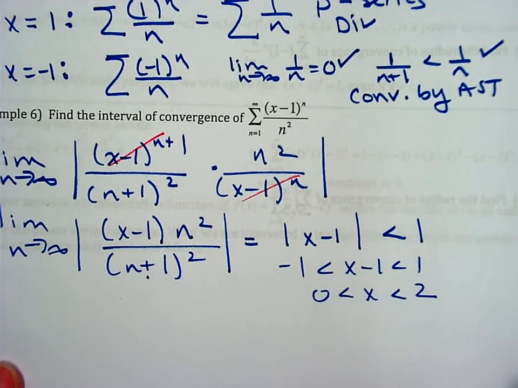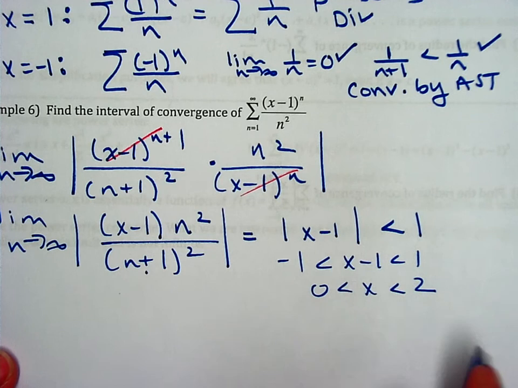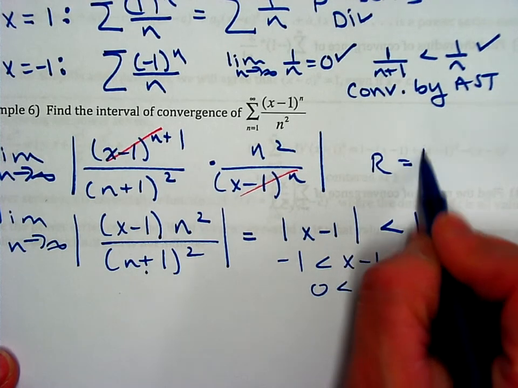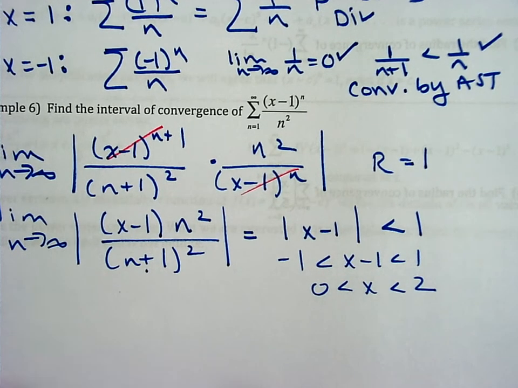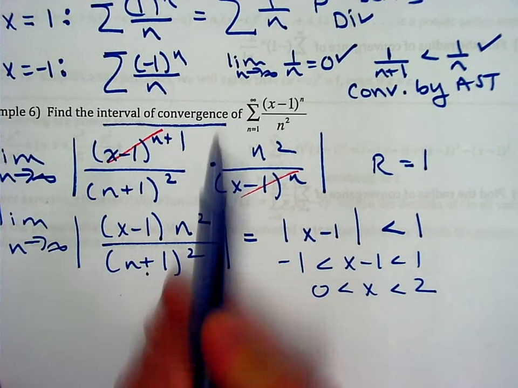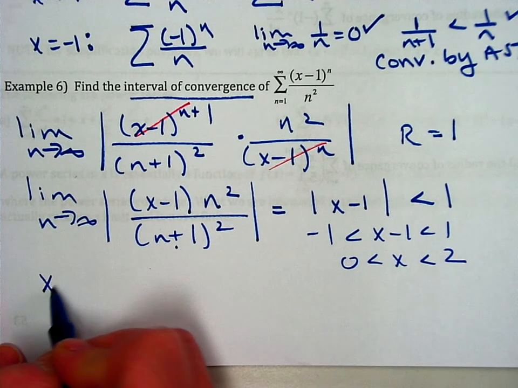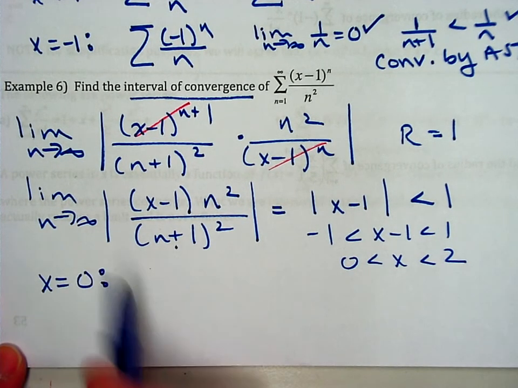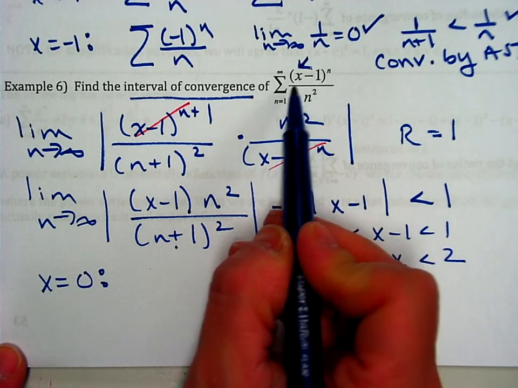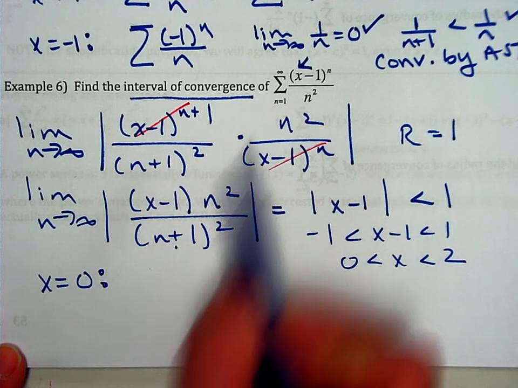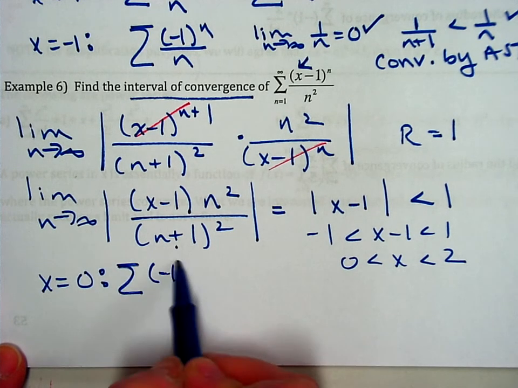Again, if it only asked you for the radius of convergence, you would tell me that the radius of convergence is 1 and you can stop, but this asks for the interval of convergence. So I must check the endpoints. So my two endpoints are x equals 0 and x equals 2. I'm going to take x equals 0 and plug it in for x into the original series. If I do that, this series becomes this.